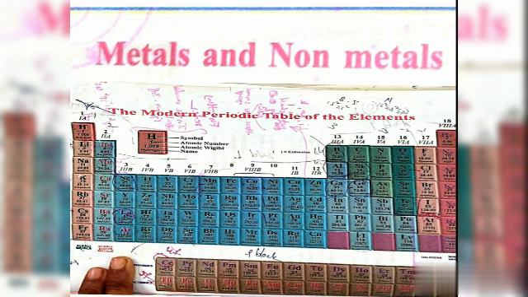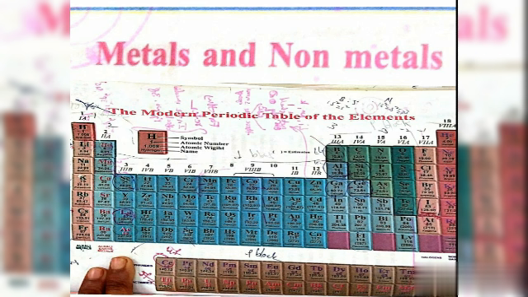Now we will discuss metals and non-metals. What is our next topic? Metals and non-metals. You have learned about the properties of metals in the chapter metals and non-metals in class 8, in the 4th chapter. Let us study the metallic properties of elements in the periodic table, which are metals and which are non-metals.